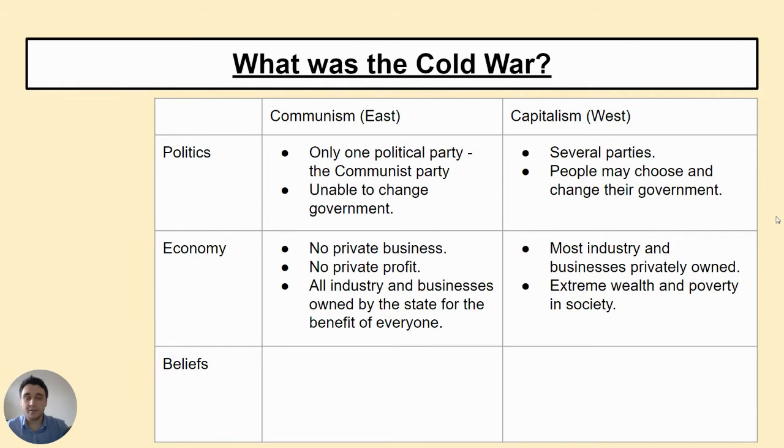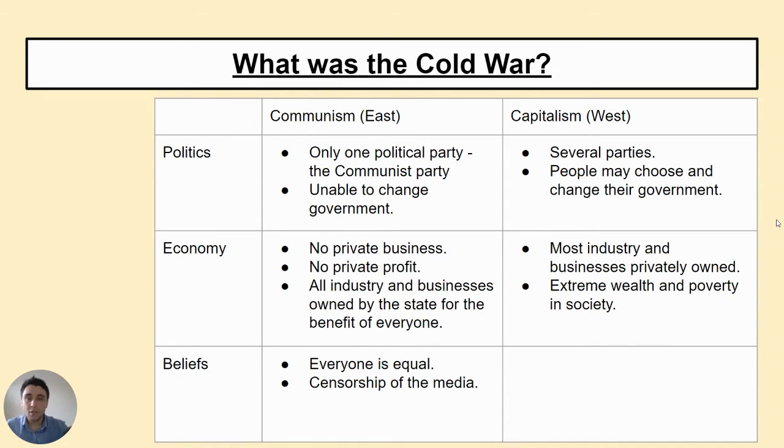most of the industry, most of the factories, most of the businesses are privately owned. And as a result, you have extreme wealth and poverty in society. Some people who own successful businesses are very rich, whereas many people are quite poor.